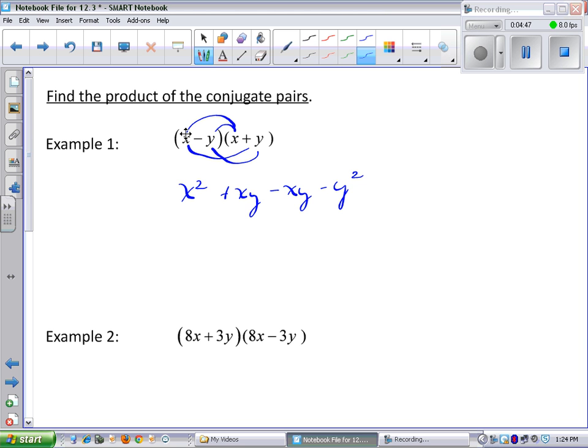And you see what happens when you have the product of conjugate pairs. The outside and the inside terms add up to 0. They drop out. So that my final answer would be x squared minus y squared. Later on, we'll be calling that the difference of two squares.